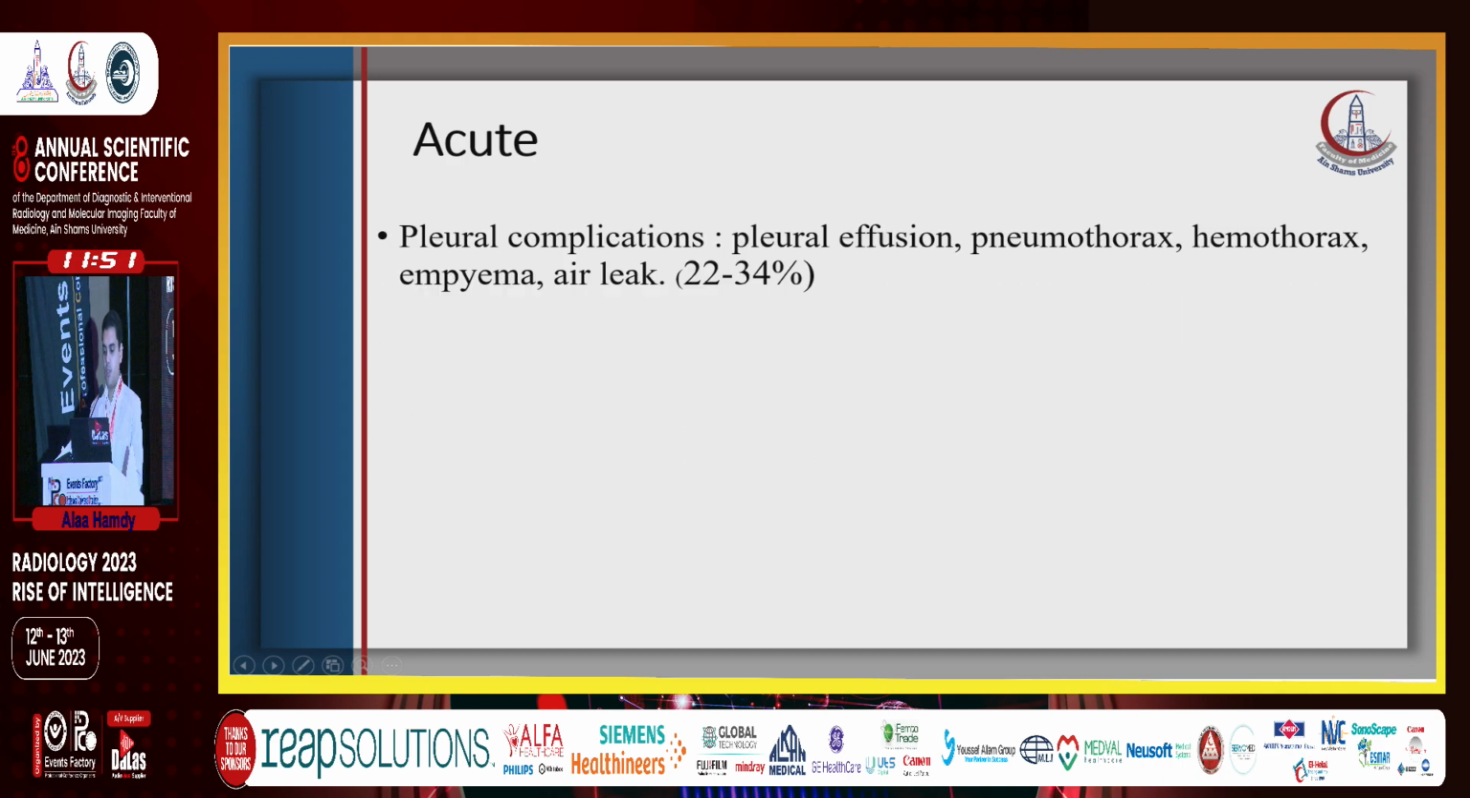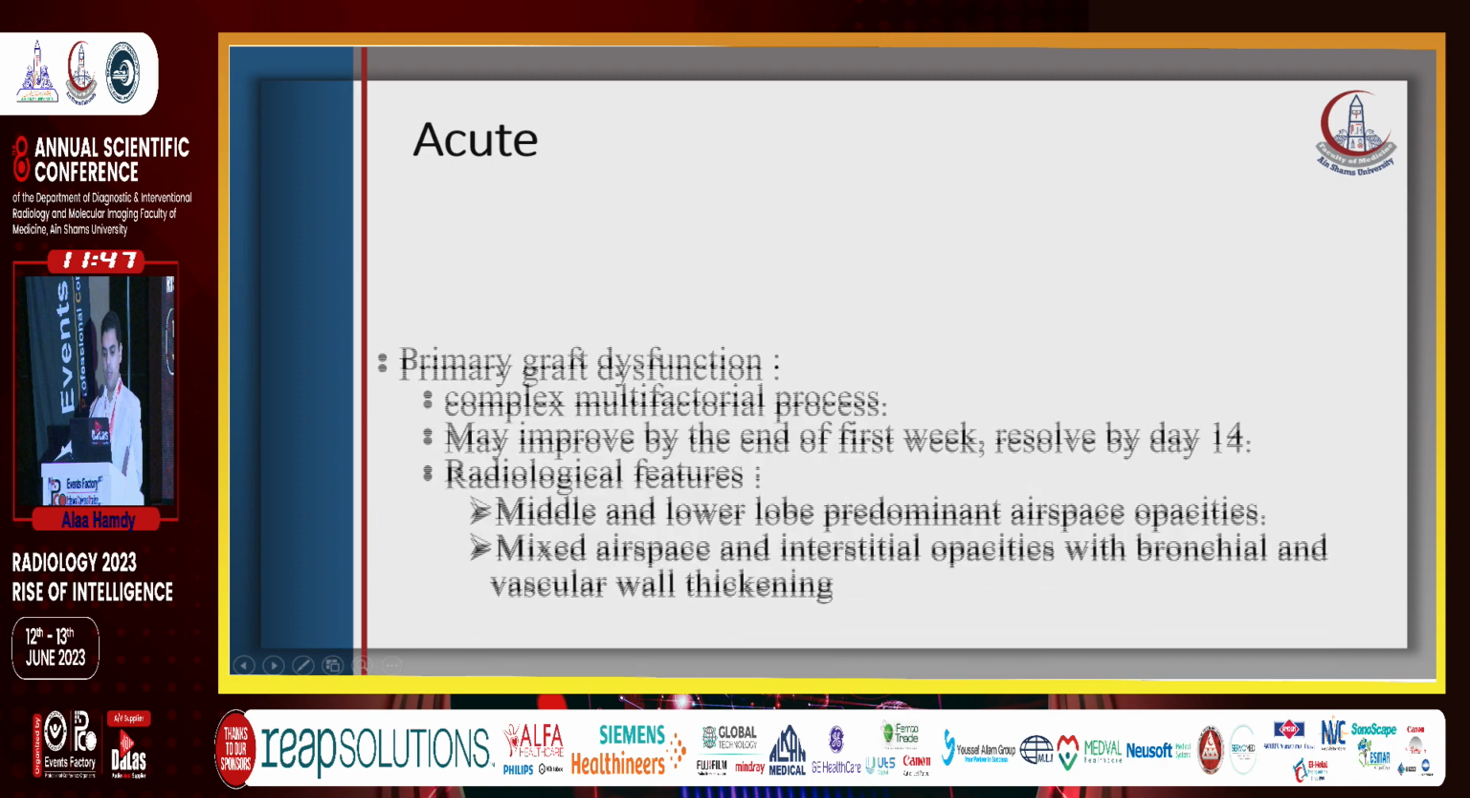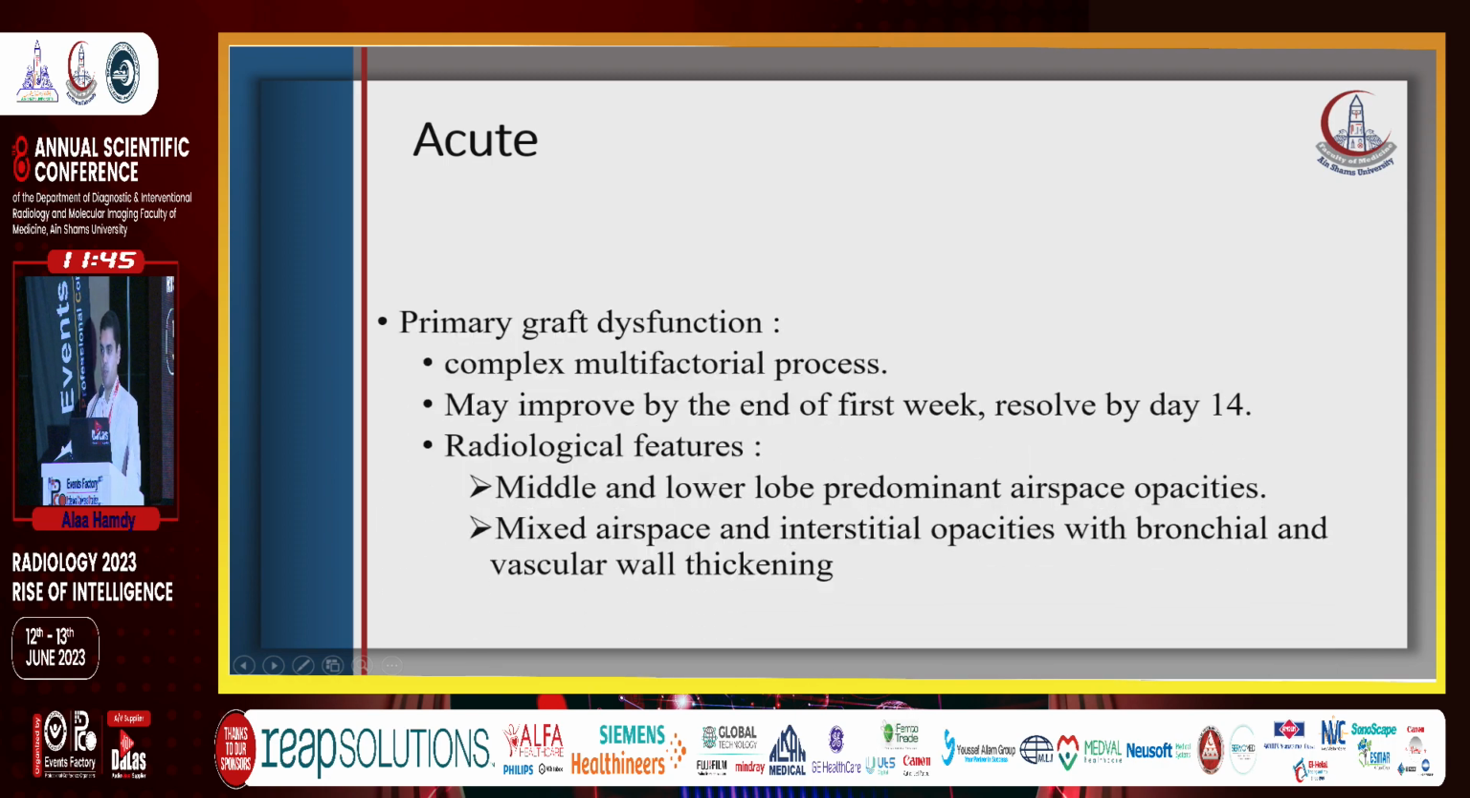Acute complications such as pleural complications: pleural effusion, pneumothorax, hemothorax, or primary graft dysfunction. Primary graft dysfunction is a complex multifactorial process, which can be attributed to reperfusion edema, reperfusion injury, non-cardiogenic acute lung injury. It may improve by the end of the first week and resolve by day 14. Radiological imaging shows middle and lower lobe predominant airspace opacities, mixed airspace and interstitial opacities with bronchovascular wall thickening.